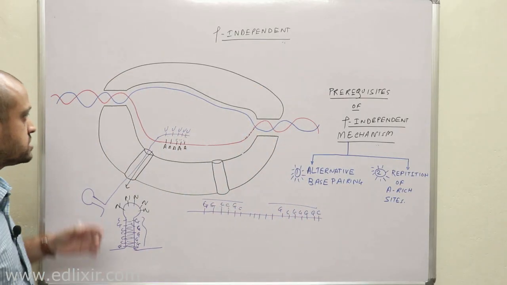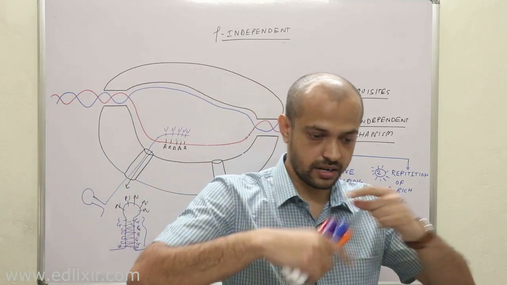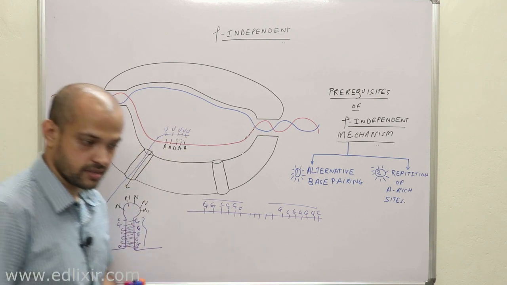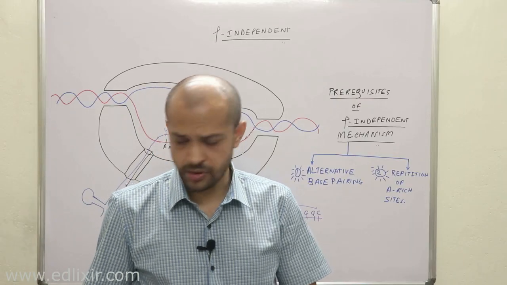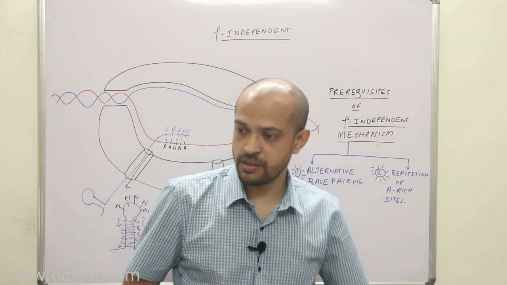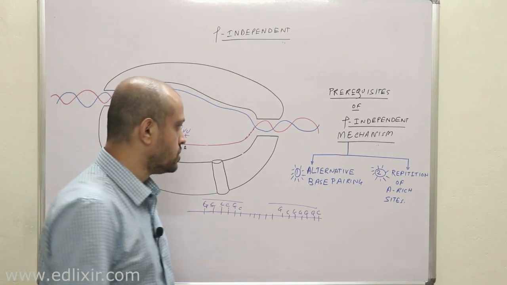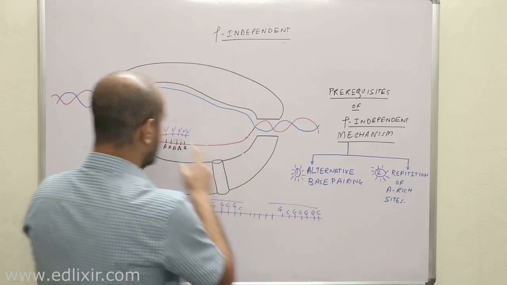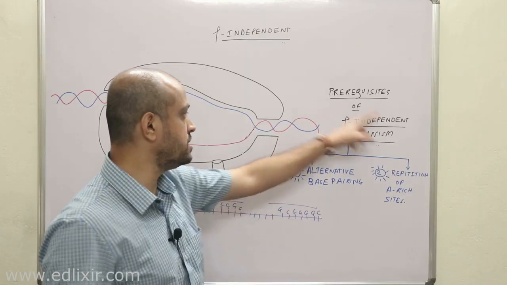Clear? And therefore termination occurs. Then this RNA polymerase will go out or dismantle, and then DNA will again bind and form a double helix again. Clear? So this is the Rho-independent mechanism. In the Rho-independent mechanism, the formation of the hairpin loop is very important. So these are alternative base pairing, and this is the repetition of A-rich sites. So these two are very important for the Rho-independent mechanism.